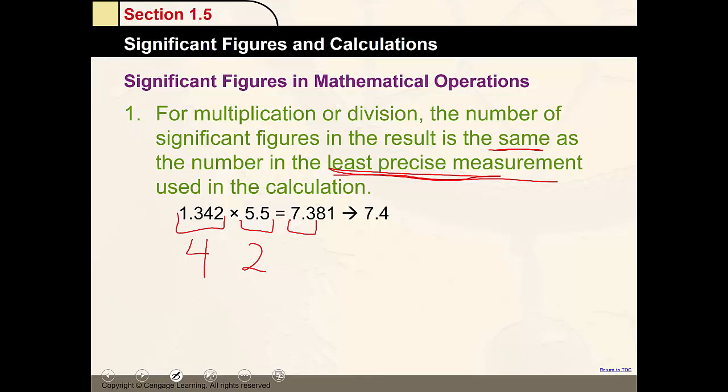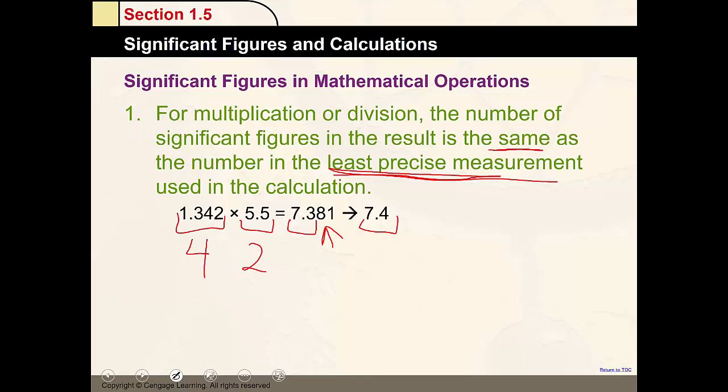So now we look at that next number. If it is 5 or greater, you round up. But if it is less than 5, if it is 4 or less, you round down. So since this number is an 8, we round up to 7.4. So that is our correct answer with the correct number of significant figures.